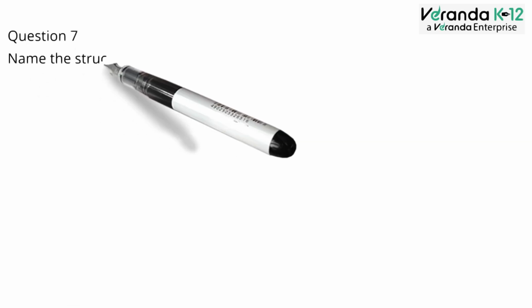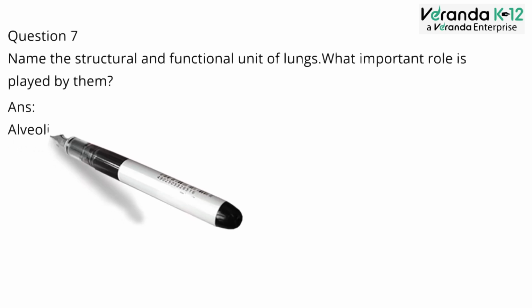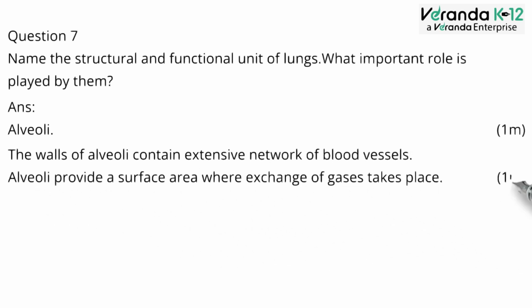Question number 7. Name the structural and functional unit of lungs. What important role is played by them? The structural and functional unit of lungs is alveoli. The walls of the alveoli contain an extensive network of blood vessels. These alveoli provide a surface area where the exchange of gas takes place.